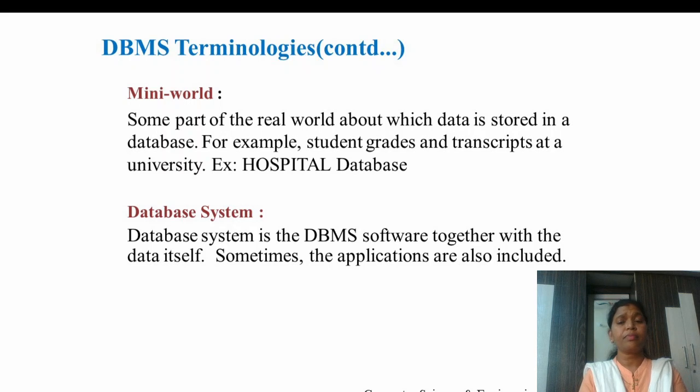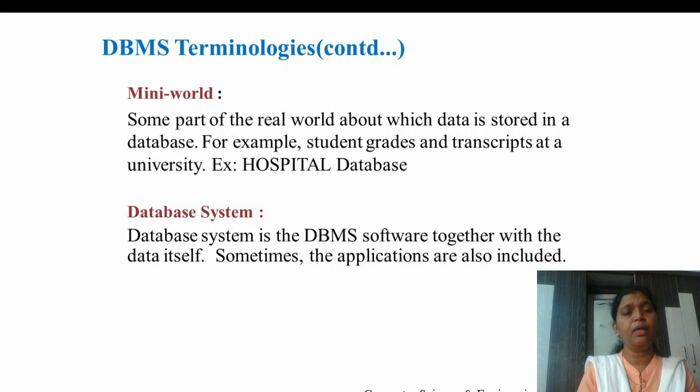Mini world. This database is not something imaginary. It's not something I can just think of, something numeric or alphabetic. It is something existing in the real world. So some part of the real world about which the data is stored, we term a mini world. In this DBMS subject, you will come across this word many times.